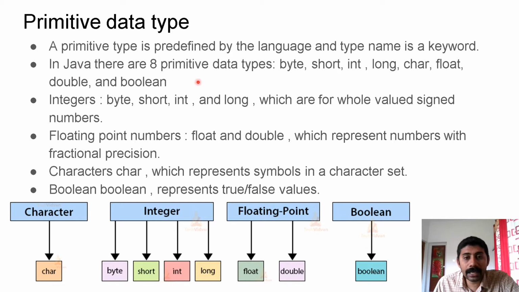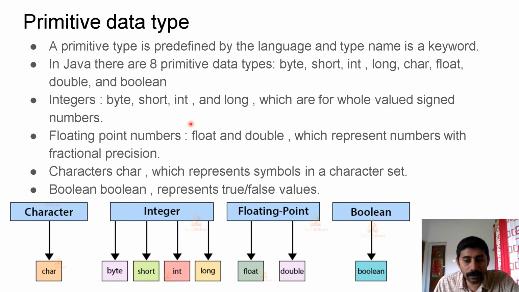In Java, there are 8 primitive data types. They are byte, short, int, long, char, float, double, and boolean. I think in this, boolean will be new to you. In C programming language, boolean was not there. Let's start with the integers. To store the integer values, you have byte, short, int, and long, which are for whole-valued signed numbers. So everything will be signed numbers, that you have to remember.